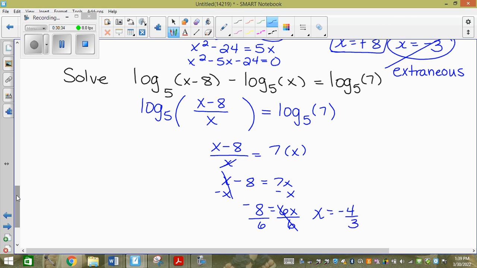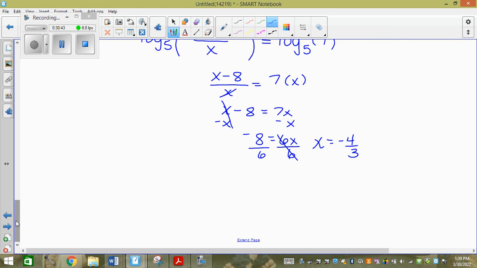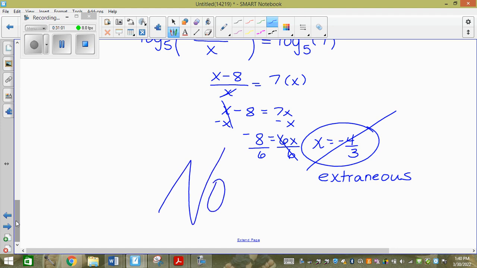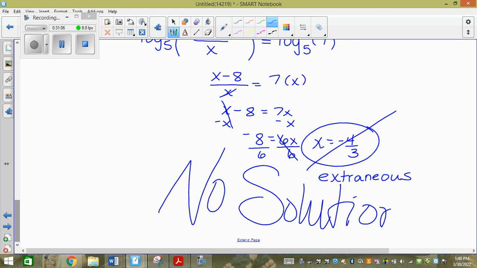And what do you do? It doesn't work. Thank you. So you don't give up. What do you do? Put a circle around it and cross it out, and you write extraneous. And then, in this case, and only this case, because there's no place where it crosses, we write no solution.